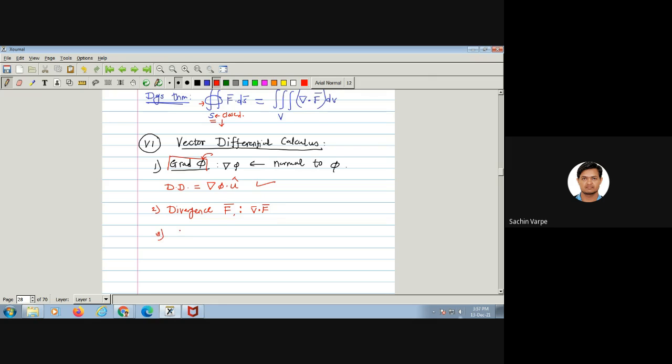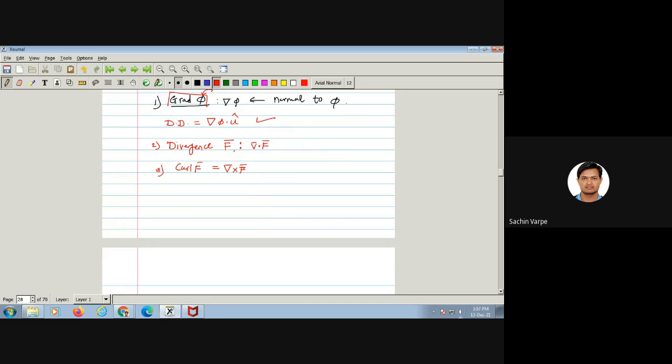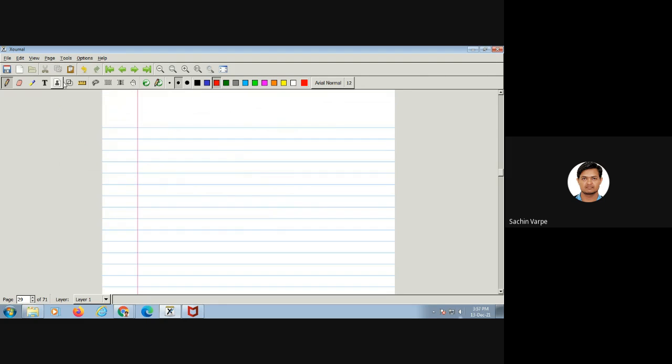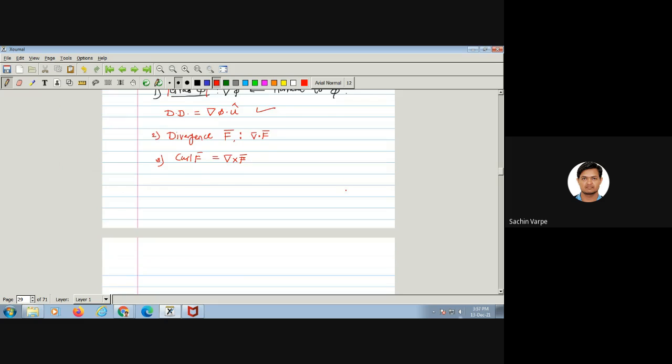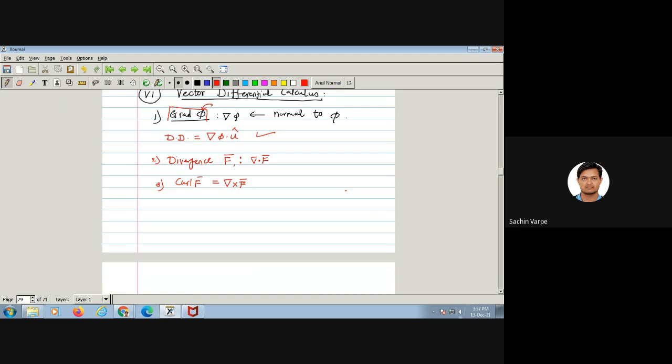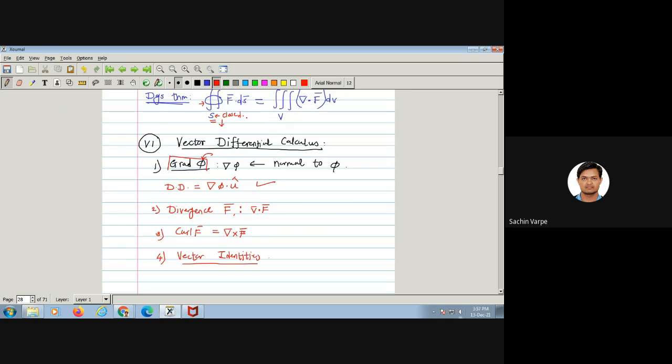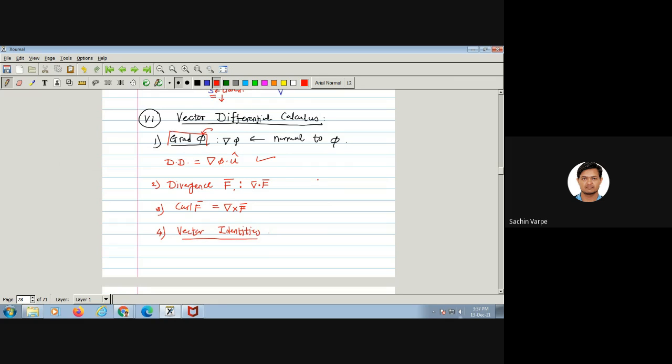And then curl of f bar we have seen as del cross f bar. And if the curl is 0, then the vector point function f bar is said to be irrotational, a conservative vector field. And in that case, we have been asked to find the scalar potential associated with that conservative vector field. Okay. And lastly, we have discussed the vector identities. There are some standard vector identities we have discussed, right? So these are the only important points from the vector differential calculus.